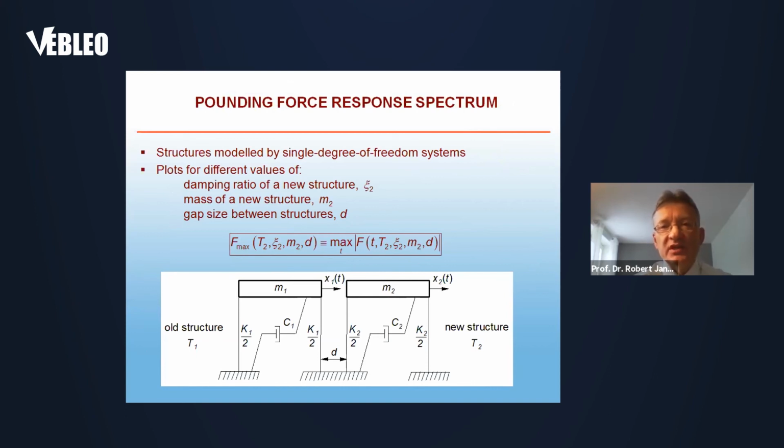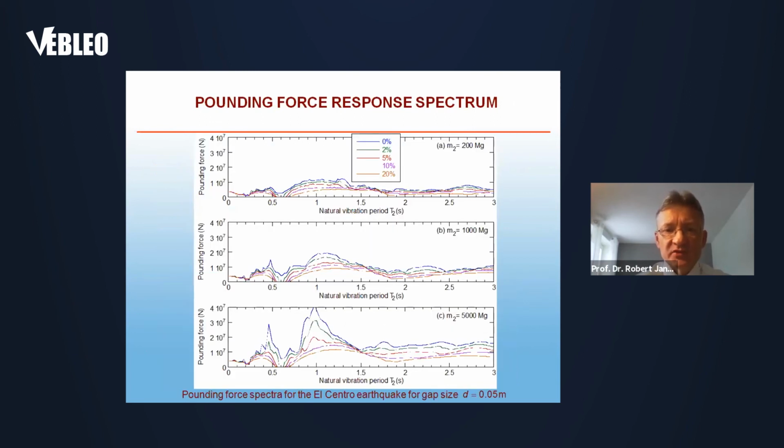Structures are modeled by single degree of freedom systems, as is always the case in response spectrum analysis. Plots are presented for different values of the damping ratio of the new structure, the mass of the new structure, as well as the gap size between both structures, as can be observed in this equation. There are some examples of the results showing pounding force response spectra for a central earthquake for the specified gap size of 5 centimeters for different values of mass of the new structure.